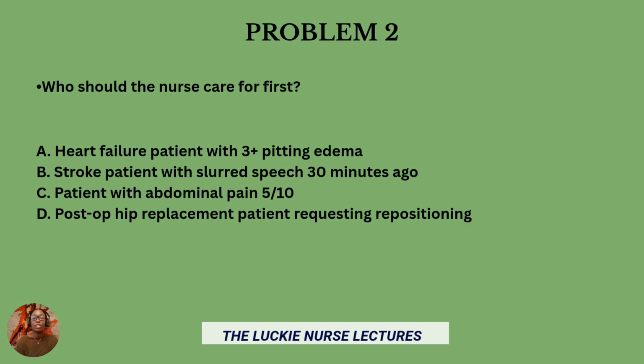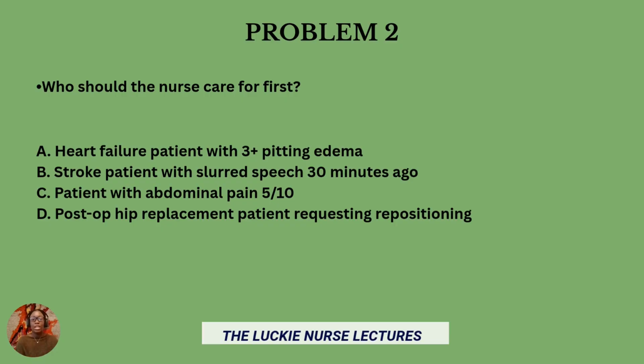When we think about circulation, 2 of these options actually fall under circulation. That is option A and option B. So options C and D are automatically eliminated. Remember, pain is important, but it's not urgent when we have other patients that are dealing with something that involves airway, breathing, or circulation. So C and D are automatically eliminated.